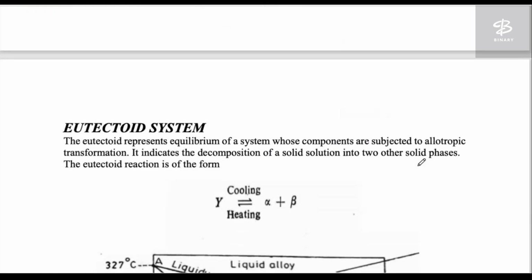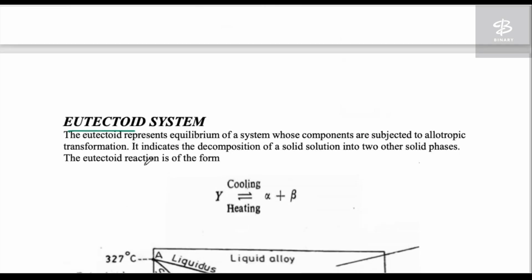Now we are going ahead, and that is a eutectoid system. So what is the difference? Eutectoid represents the equilibrium of a system whose components are subject to an allotropic transformation. Allotropic means how they can convert into different phases. Sometimes they have the same phase, but their crystal structure gets changed.